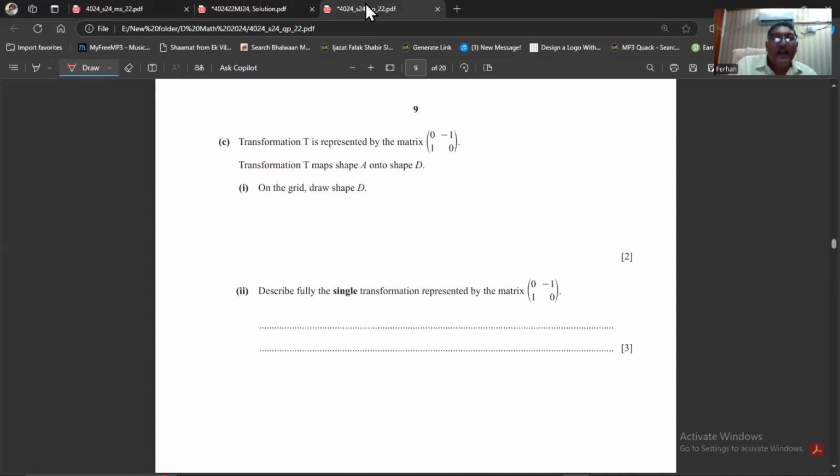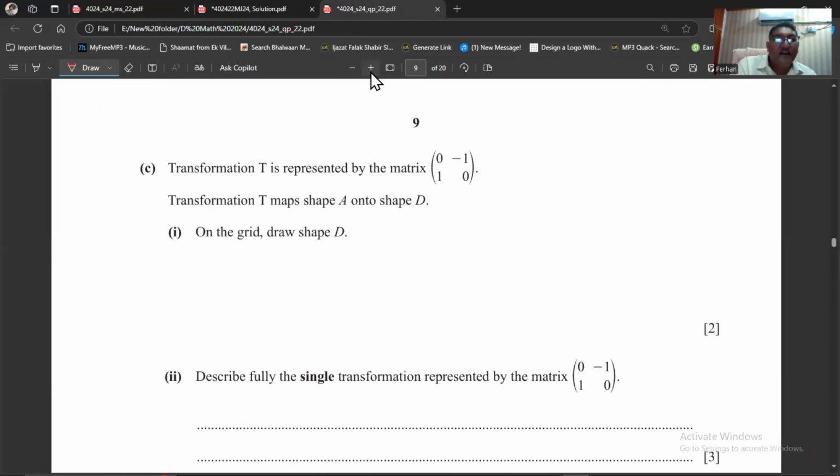Okay, so then we have question number 5. It's the C part. They say the transformation T is represented by the matrix 0, -1, 1, 0. Transformation T maps the shape A onto the shape D. On the grid, draw the shape D. It's a 2-mark question. If you know the transformation matrix, you multiply it with the object, you get the image. By object, I mean you write down the coordinates of the shape A.